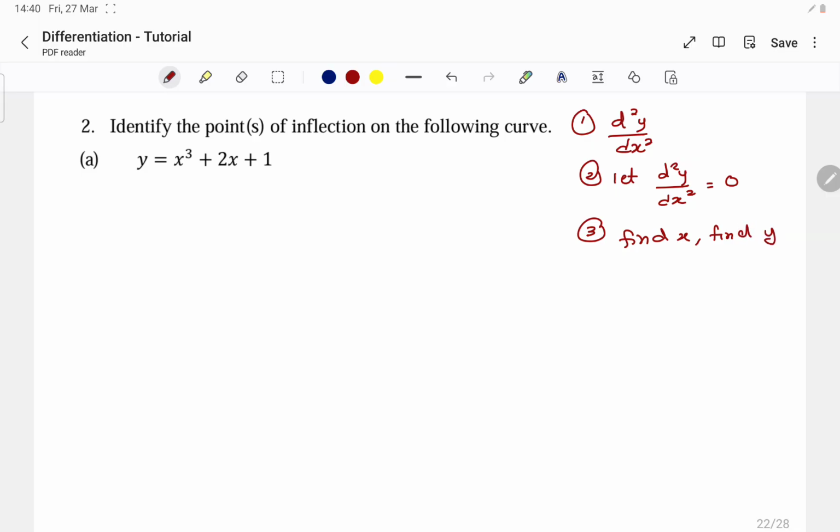Then we have to make sure whether the point that we got, a point with x and y as a coordinate, is an inflection point or not. So you have to differentiate the 3rd time, and then substitute the value of x inside, and check whether it is equal to 0 or not. If it is not equal to 0, it is an inflection point. If it is equal to 0, it's not an inflection point.